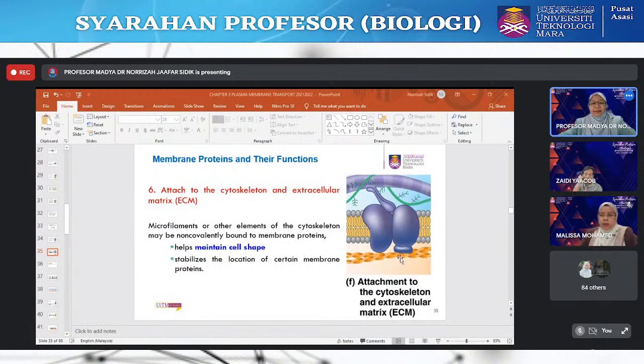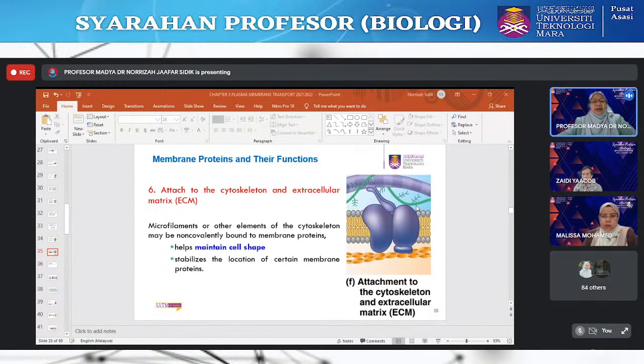Another function is to attach to the cytoskeleton and extracellular matrix. You can see here in the figure, attachment to the cytoskeleton and the extracellular matrix. Microfilaments or other elements of the cytoskeleton may be non-covalently bound to membrane proteins. This helps to maintain the cell shape and also to stabilize the location of certain membrane proteins.